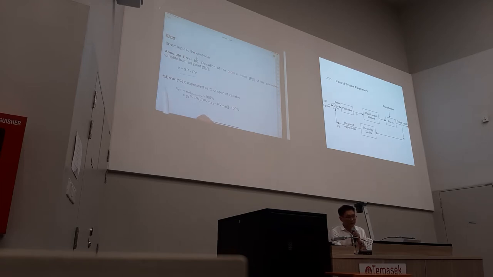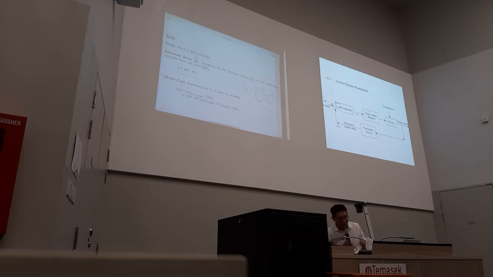The second one is percentage of error. Percentage of error is represented by %E, and this is equal to e divided by E maximum range, times 100%. What does that mean? It means e is set point minus process value, divided by E max range here. E max range is the error maximum range, which is basically the process value maximum minus process value minimum, and because it's a percentage, you must multiply by 100%. So for the percentage of error, use this formula. For the absolute error, use this formula.